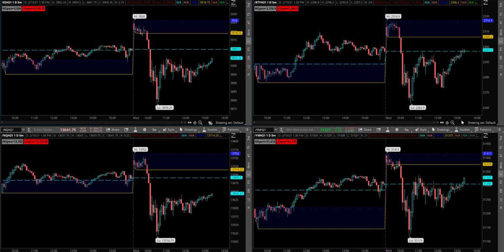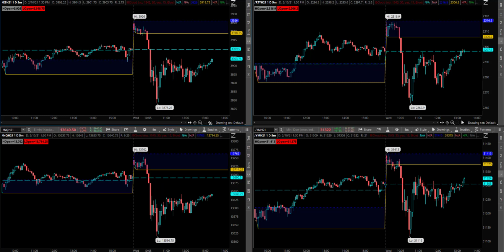Today is Wednesday, February 10th, 2021. This morning we saw the markets gap up above the prior session high. We ended up opening at all-time highs, and we had a pretty quiet open for about the first 30 minutes of trading or so. Then the markets broke lower, and they did so pretty rapidly. We quickly had an outside day form.